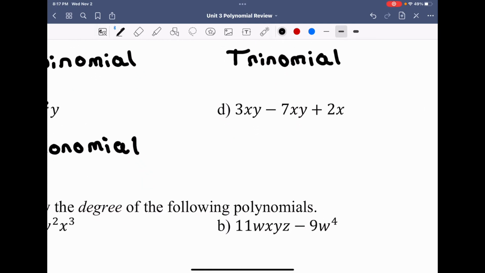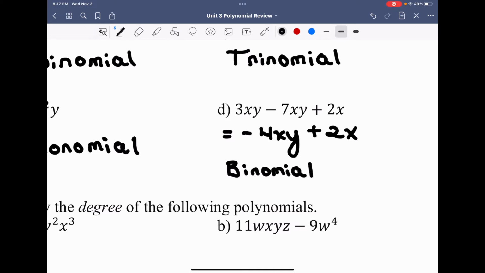We can take 3xy minus 7xy, make this equal to negative 4xy and plus 2x. Now, it's a two-term polynomial. Two-term polynomials are binomials. So ensure that all common terms are added together before you continue.